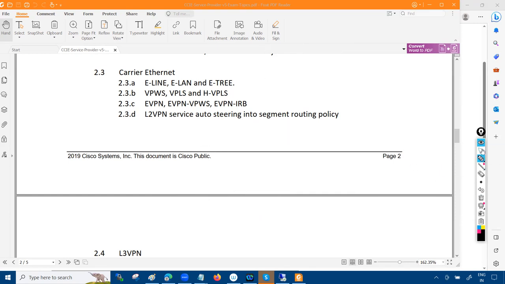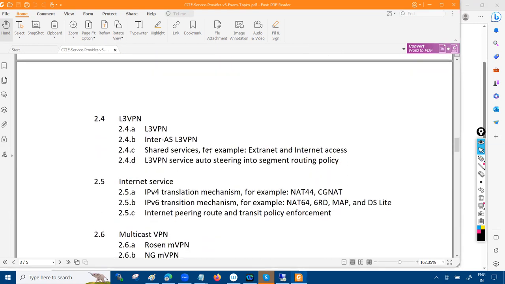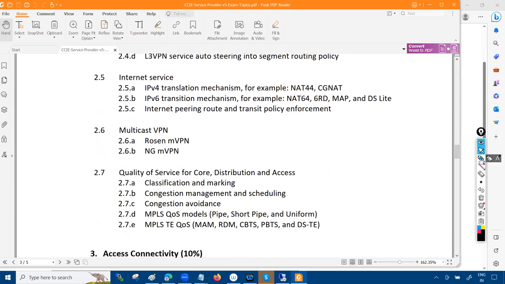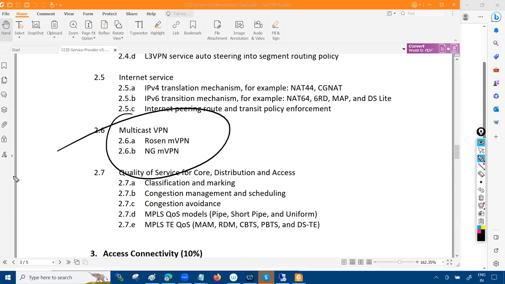Then after that, we can go with the layer 3 VPN. The layer 3 VPN, as I told you, the extranet and internet access, right? How you can integrate the segment routing in the MPLS part. Then we have a NAT concept. And then the most important part of multicast is the rosen GRE MVPN and next generation MVPN. Also, we are going to discuss GRE over multicast and DMVPN over multicast too, right? This is not a part of the syllabus, but I'm going to discuss this as per the CCDE perspective. So you will have a clear picture. What should I implement and what should I not implement?